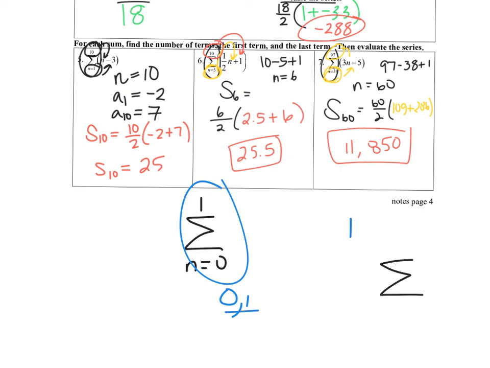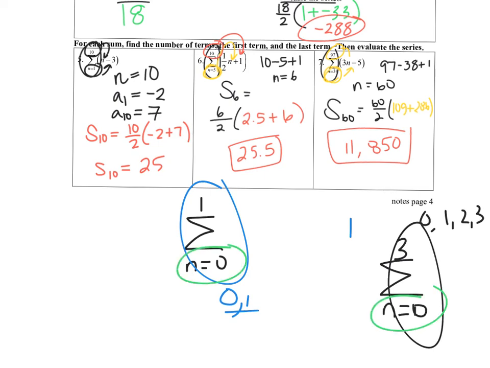Same as if you had n equals 0 to 3. A lot of people just think, oh, it's 3, but you have to plug in 0, 1, 2, and 3. So you always subtract these 2 and then add 1 to it. The number doesn't always have to start at 0 or 1. It could start out something different down here, like up here. So that's why you have to pay attention to that.